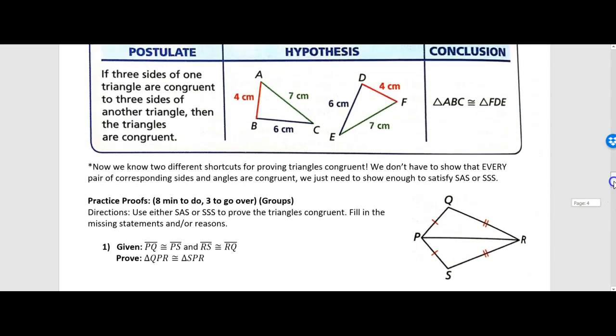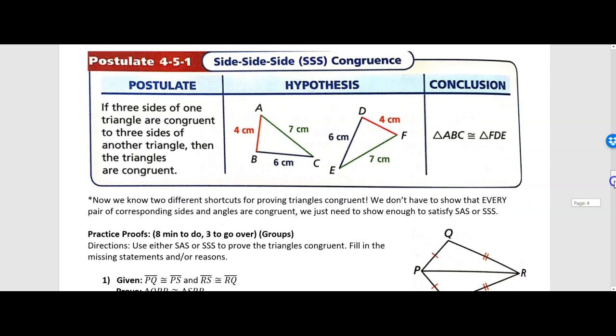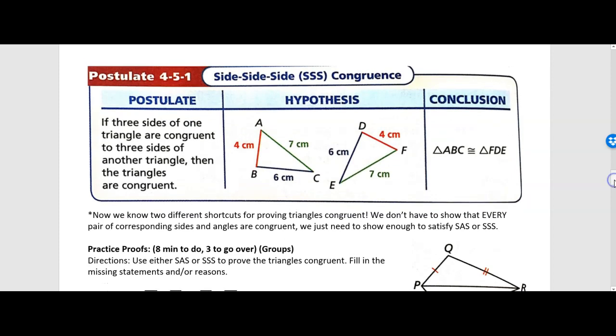We're not going to go through the proof because we already did a proof for SAS, and again, for the sake of the length of the video, we're just going to talk about what SSS is and then look at how to apply it. So SSS: if three sides of one triangle are congruent to three sides of another triangle, then the triangles are congruent. So essentially, we don't need to know anything about the angles as long as we know that the three sides of one triangle are congruent to three sides of another. All right, that is going to be good enough.